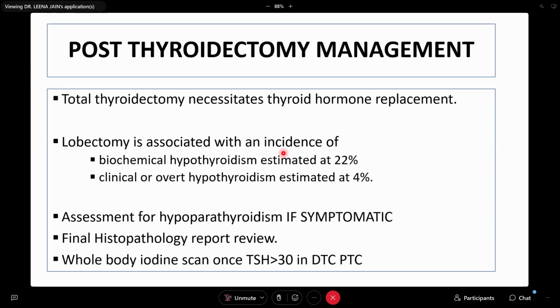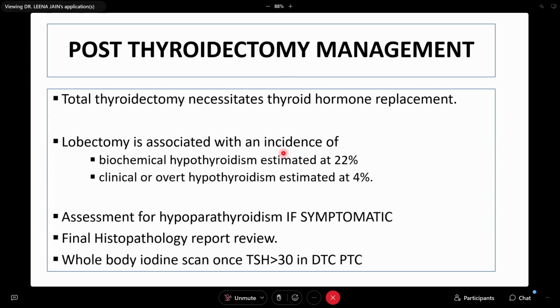Now come to the post-thyroidectomy management. Once you have decided this patient is euthyroid or this patient needs surgery, you will go for thyroidectomy. Once you have done that, there are a few complications which you can avoid, but if they happen, then what will you do? Okay. So if you do a total thyroidectomy, for sure you will have to give thyroid hormone replacement.